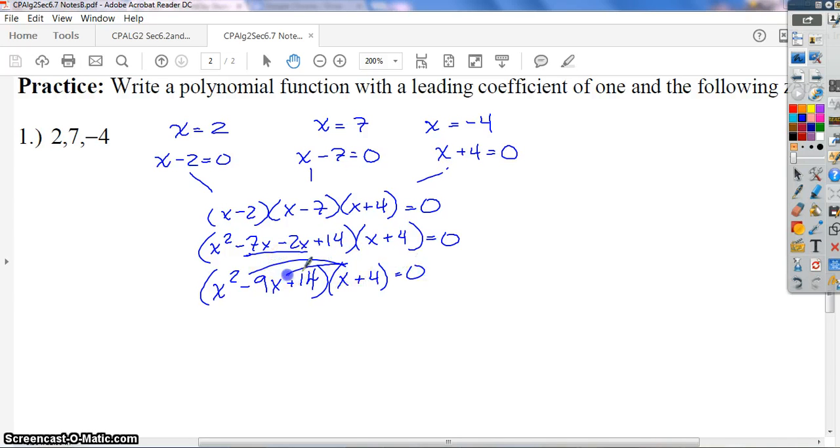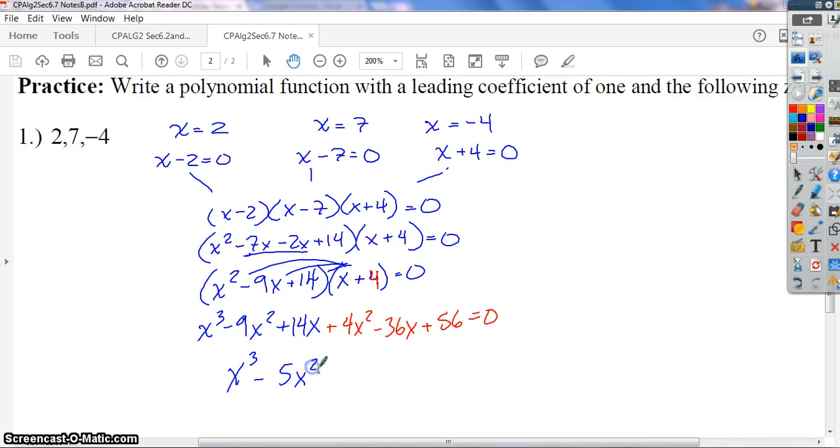I am now going to distribute the x in. My products from the x will be x cubed minus 9x squared plus 14x. I'm going to write my products for the 4 in red, so I have plus 4x squared minus 36x plus 56. Okay? So we're looking at x to the third minus 5x squared minus 22x plus 56. This was our original function.